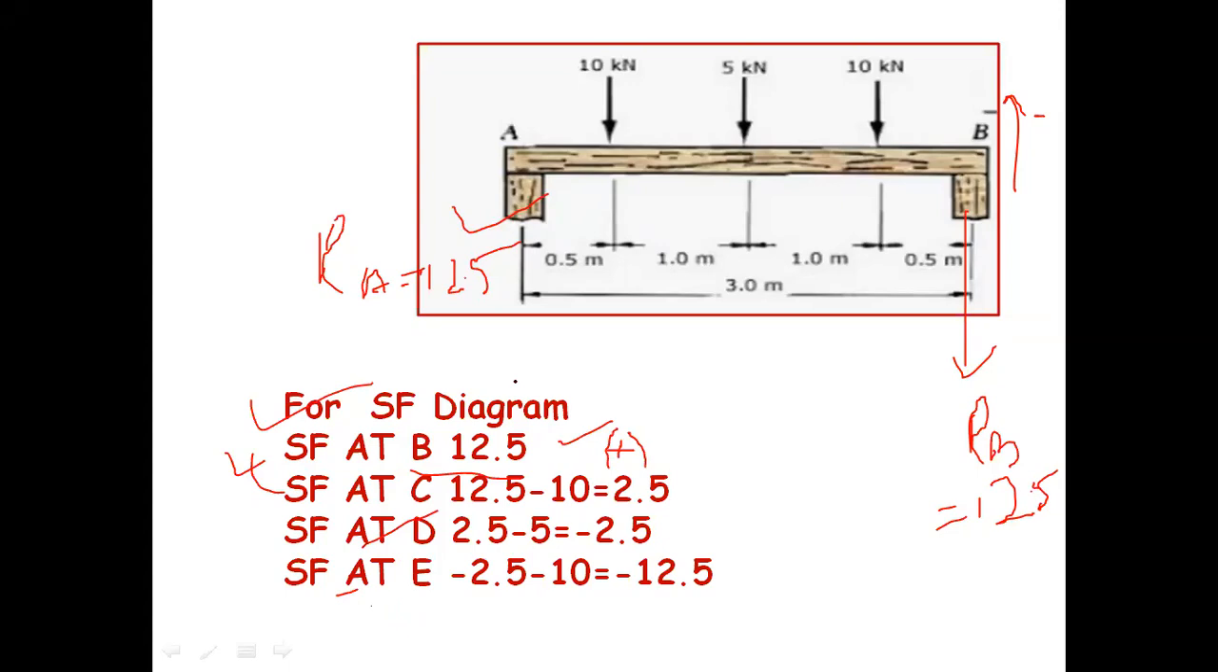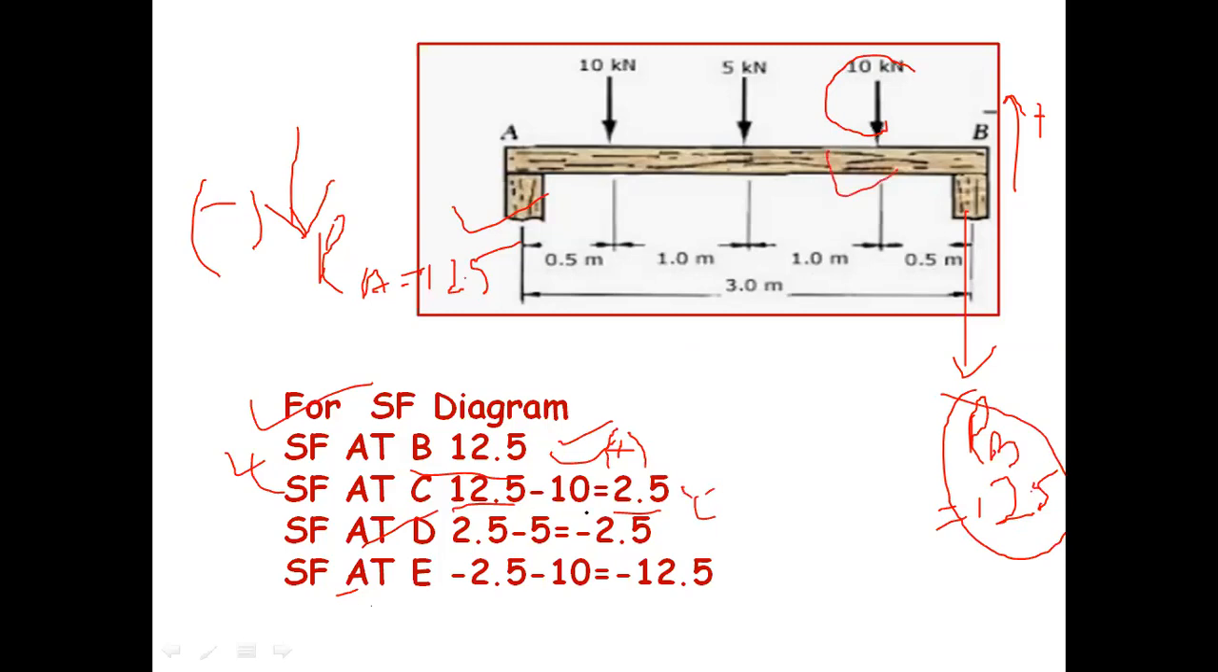SF at B is equal to 12.5 in the upward direction. And upward directions we take as positive, and downward directions as negative. And SF at C is equal to how much? SF at C is equal to 12.5 upward because of the reaction of RB. Again 10 kilonewton is downward, minus 10 kilonewton. So it is a simple calculation: 2.5 is SF at C.